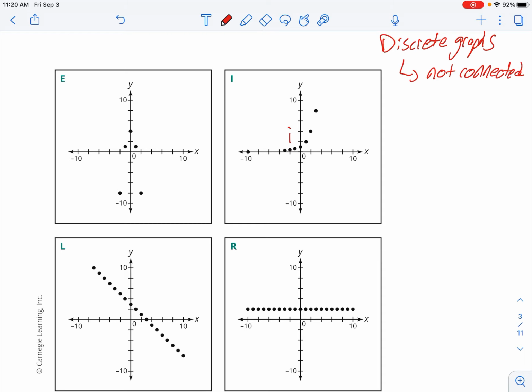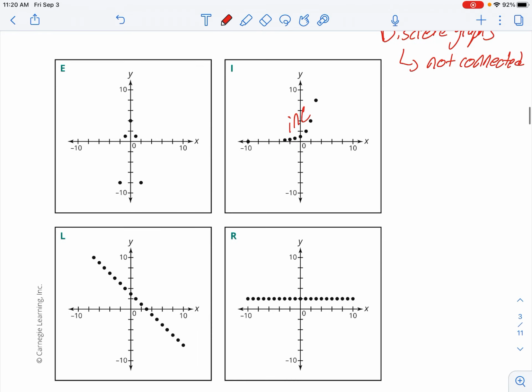On letter I, our eyes are going up. On letter L, our eyes are going down. On R, our eyes are horizontal. It's flat, so we call it constant. Letter E is a little tricky just because you got both going on. It just looks a little bit awkward.